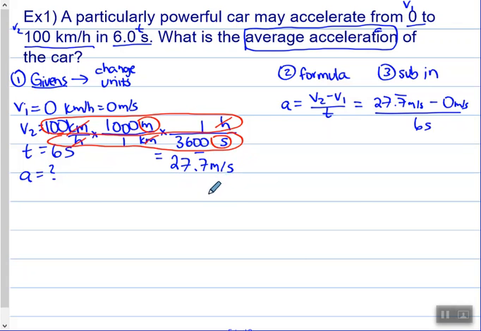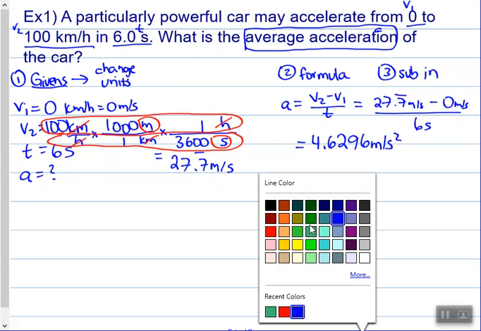Now instead of writing 27.7777777 into your calculator, you can just leave that answer, and then you'll end up just dividing it by 6. So 27.7 repeating divided by 6, and you get 4.6296 meters per second squared.